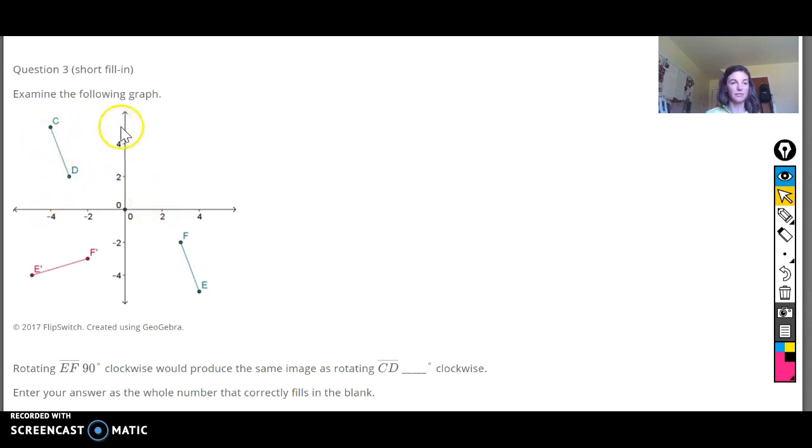This looks like -4, +5, and then this would be positive 4, negative 5. All right, so I know that EF is a 180 degree rotation from CD, and I also know that E prime F prime is a 90 degree rotation from EF. So I am going to take my 180, that was really easy to figure out, because my coordinates were just opposite, and then add what I was already told was 90 degrees, and I get 270 degrees.